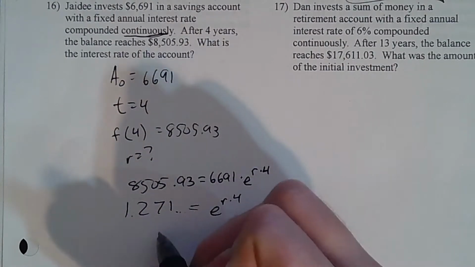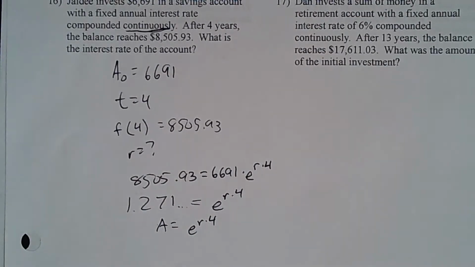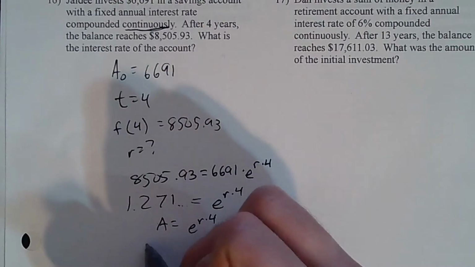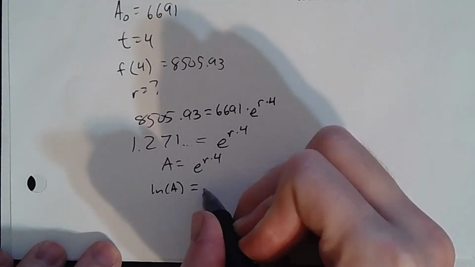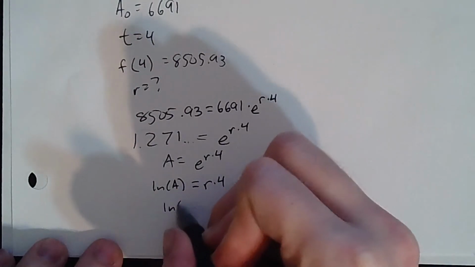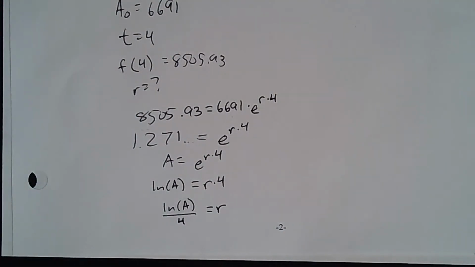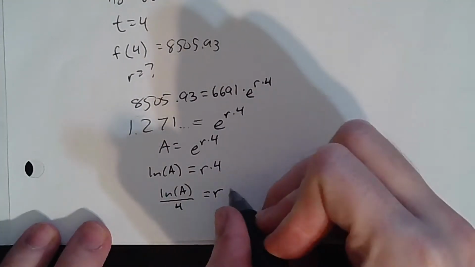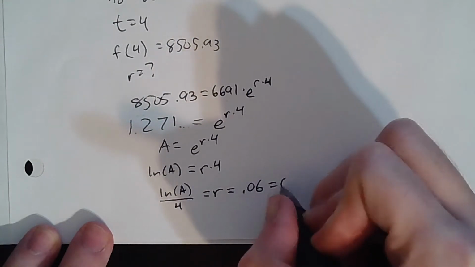I'm going to store that to the letter a in my calculator, and then I'm going to do the ln of that a is equivalent to r times 4 and divide both sides by 4. And if you do this correctly on your calculator, we will get r is equal to 0.06 or 6%.